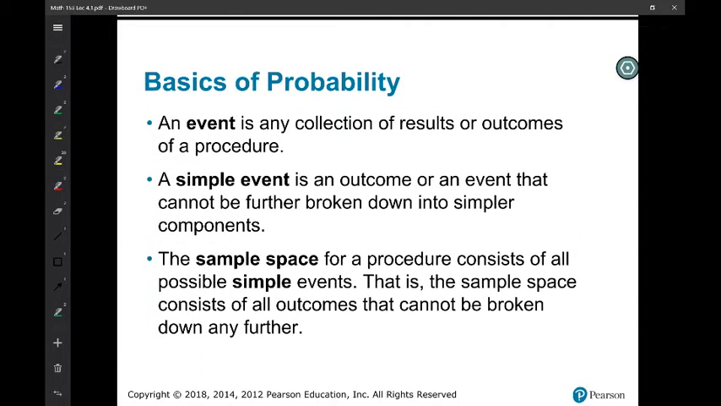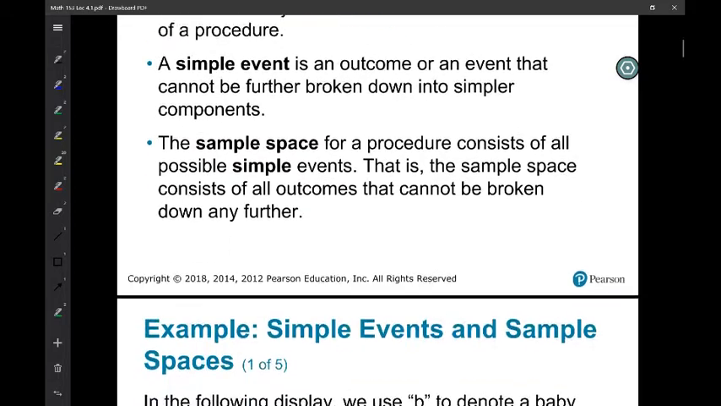So some of our basic terminology here: an event is any collection of results or outcomes of a procedure. And a simple event is an outcome that cannot be broken down further into simpler components. And the sample space of a procedure or experiment consists of all possible simple events. So the sample space consists of all the outcomes that cannot be broken down any further.